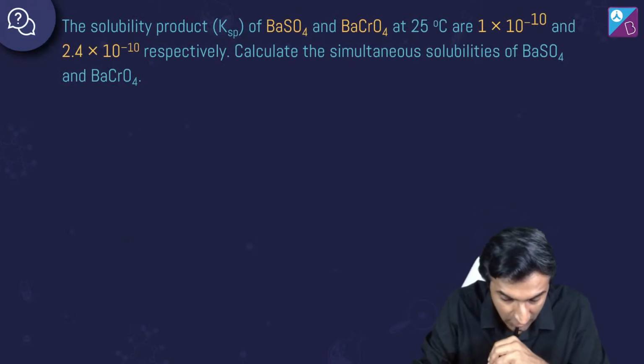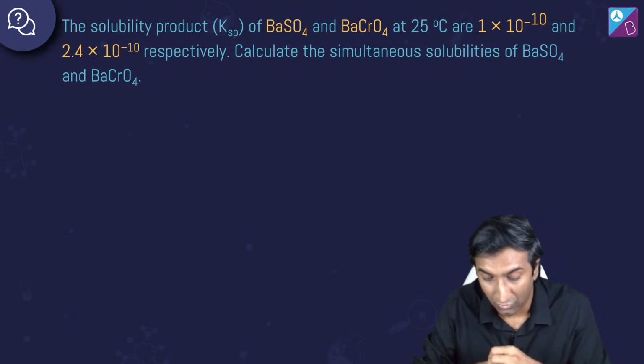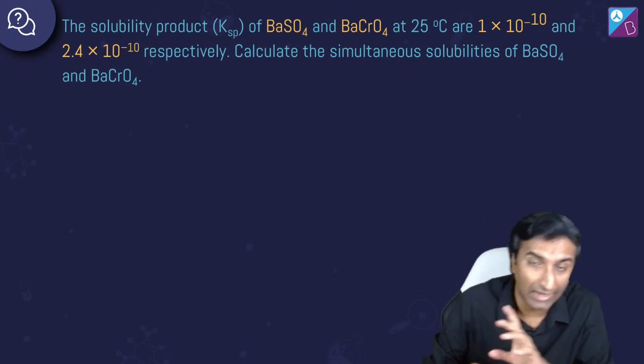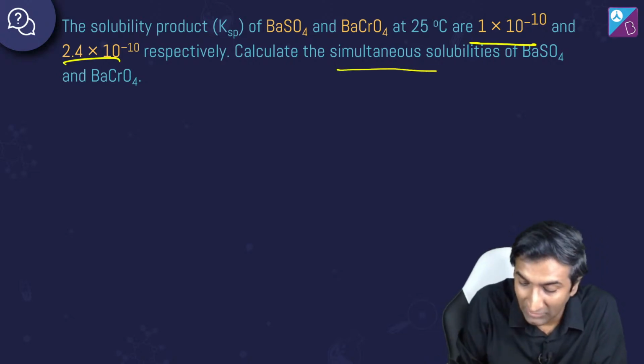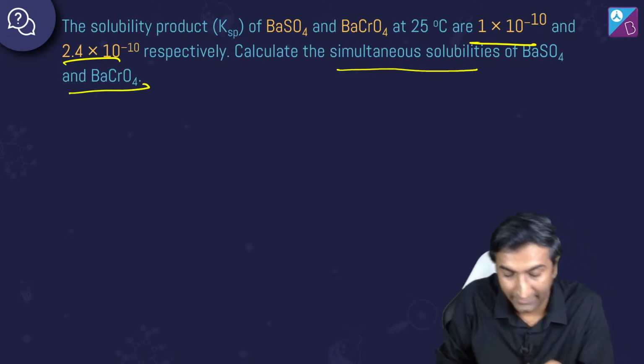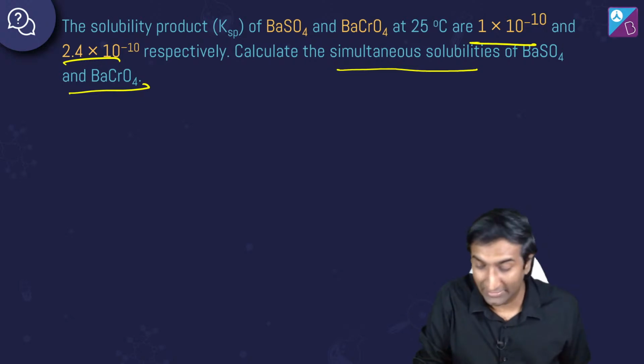Here's the question. Solubility product of BaSO4 and BaCrO4 are given to be these values. काफी पास में, look at them, pretty close to each other. Calculate the simultaneous solubilities of BaSO4 and BaCrO4. यानी मैंने पानी में दोनों डाल दिया, अब दोनों की solubility हो जाने वाली है कम.